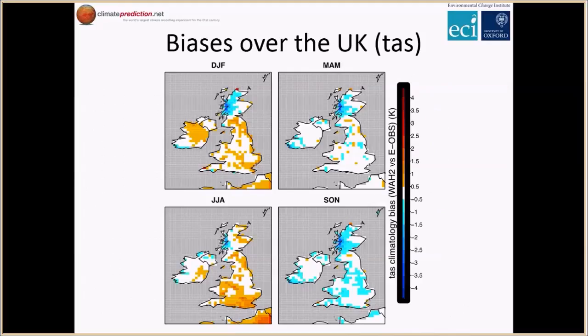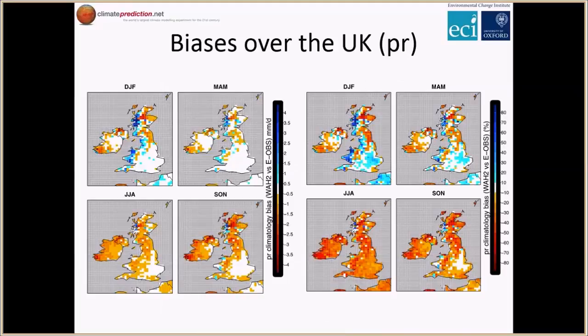So that was a bit about the methodologies. Quickly about the performance of the model. So these are biases in mean seasonal surface air temperature for the 4 seasons, winter, spring, summer, and fall. And you can see that the biases are mostly within half a degree. So quite small biases. Slightly warmer in summer, but again mostly within a degree. So we're quite happy with that.